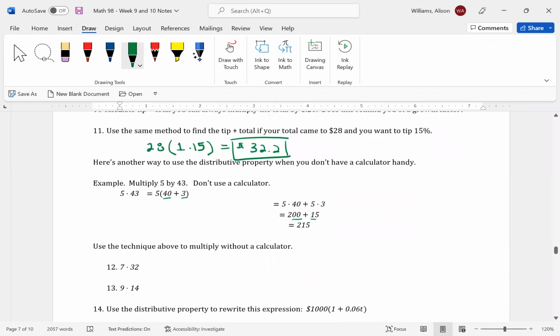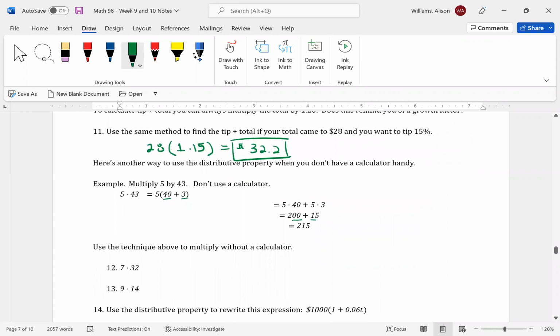So let's use that technique to do these multiplications. So instead of 7 times 32, I'm going to do 7 times 30 plus 2. So 7 times 30, or 7 times 3 is 21 plus a 0, so 210. That's the 7 times 30. And then 7 times 2 is 14, which gives me 224 when I add those together. No calculator.